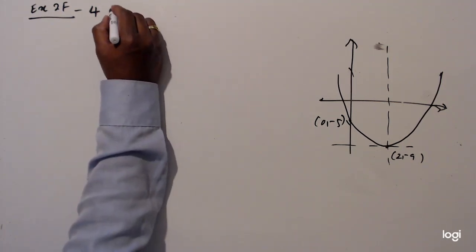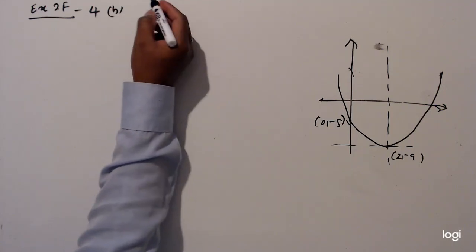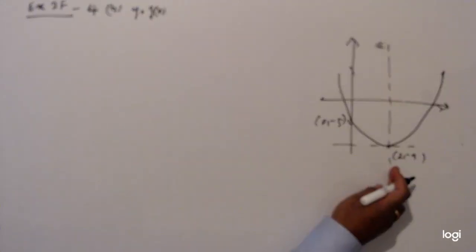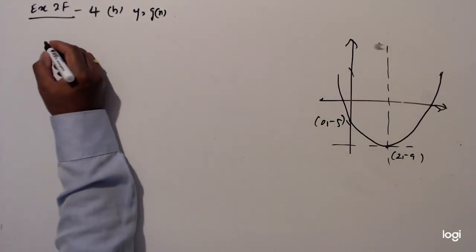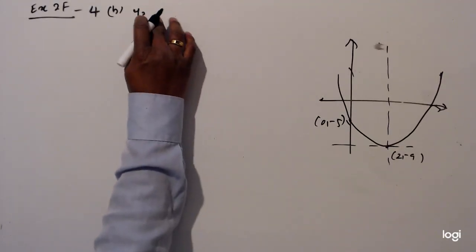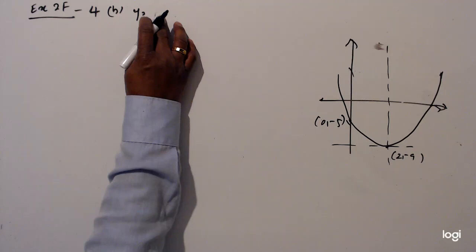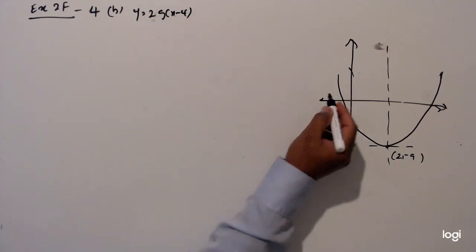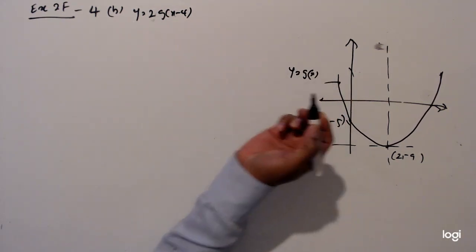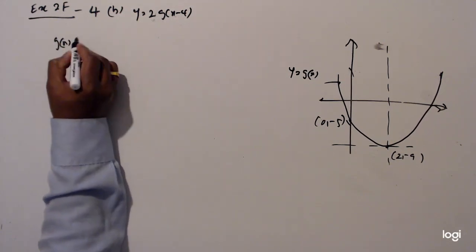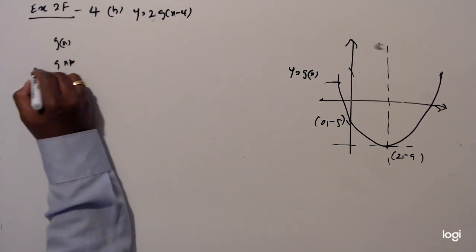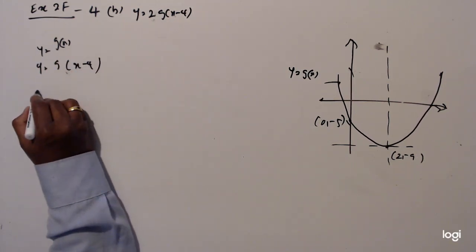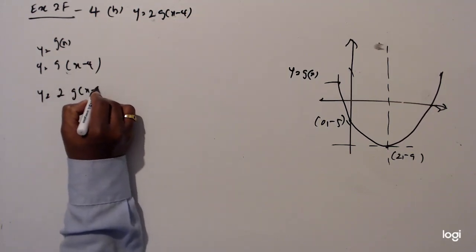Now for B, I will take y = g(x), and they have those points: (2, -9). Initially we want to find y = 2g(x - 4). So this is y = g(x). Then g(x - 4), then y = g(x - 4).